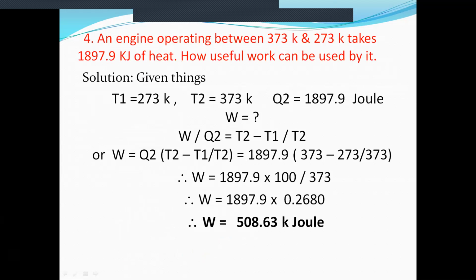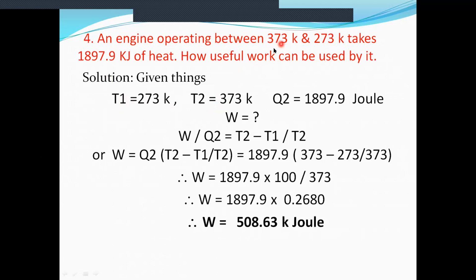Next, an engine operating between 373 degrees Kelvin and 273 degrees Kelvin takes 1897.9 kilojoule of heat. How much useful work can be obtained from it? This is a slightly different problem, the pattern of the question has changed a little. Here two temperatures are given. Remember that the higher temperature we will always take as T2, not T1. Higher temperature is always taken as T2 and lower temperature always taken as T1.